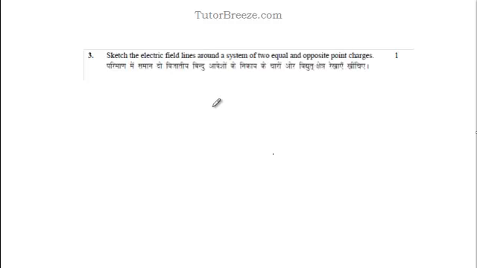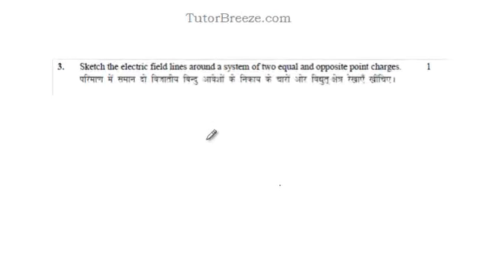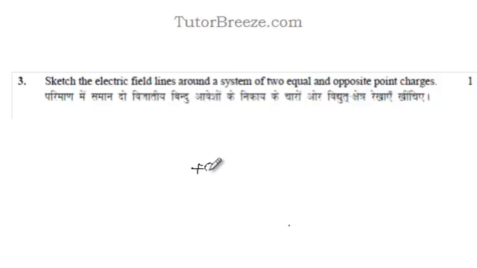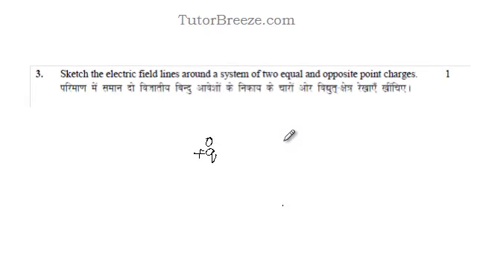So you need to sketch the field lines around a system of two equal and opposite point charges. Suppose this is a positive charge plus Q and this is a negative charge minus Q. Now the electric field lines will be from the positive to the negative charge, and remember that the field lines don't intersect each other. So draw them so that they are not cutting each other, and since this is a positive charge, the electric field will be outward.